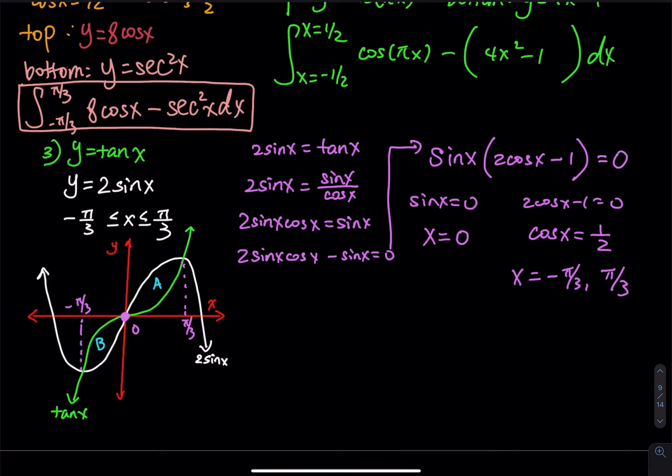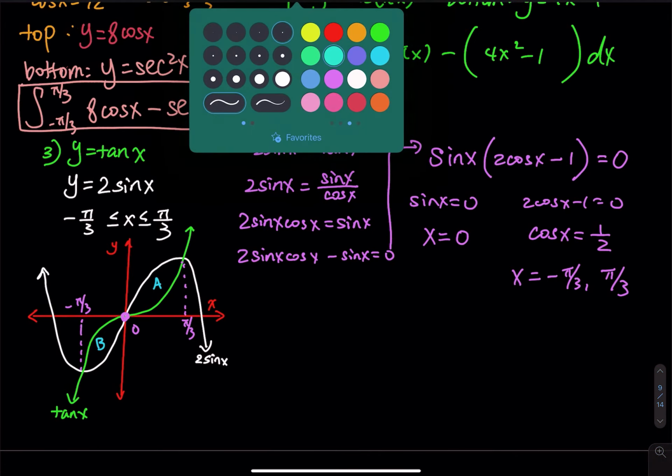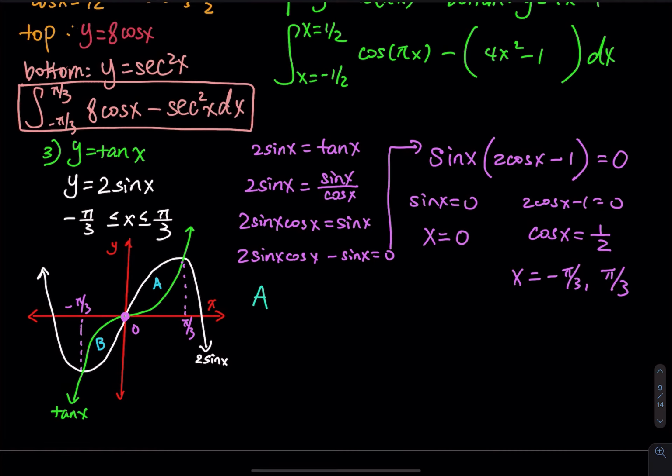All right, we just got the 3 intersections. So we have 2 regions, so let's deal with them separately. Let's deal with region A first. So region A is from where to where? From x equals 0 to x equals pi over 3.